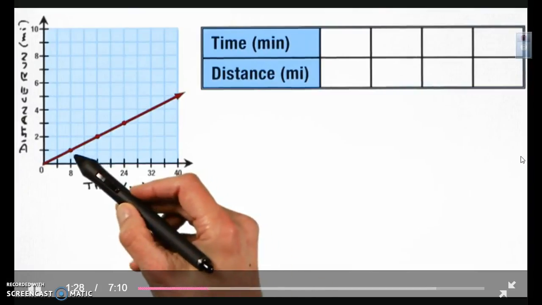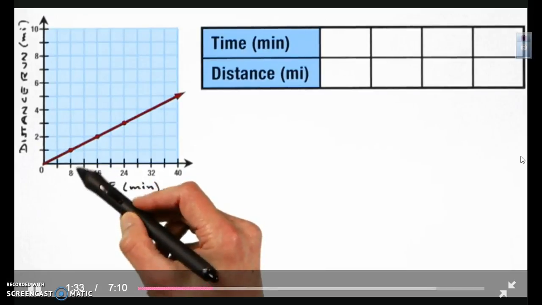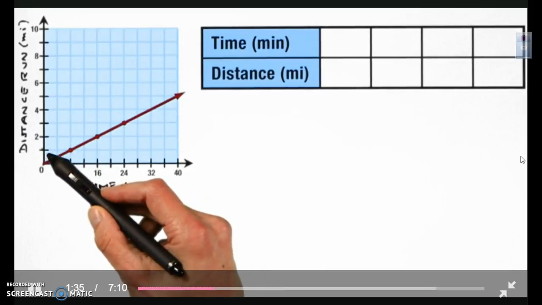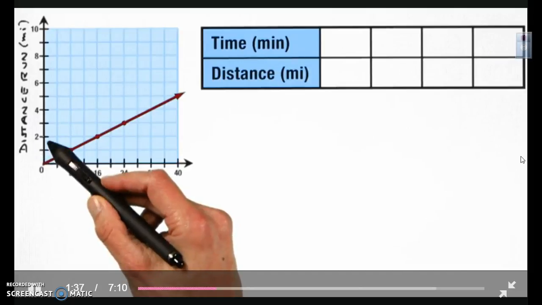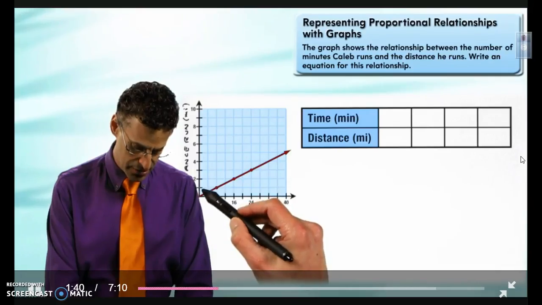For example, there's a point right here that's easy to see. I hope you can see that. The time is 8 minutes, and in 8 minutes the distance is, even though it's not marked, you can see this is 2, 4, and so these distances are 2, that's 1.